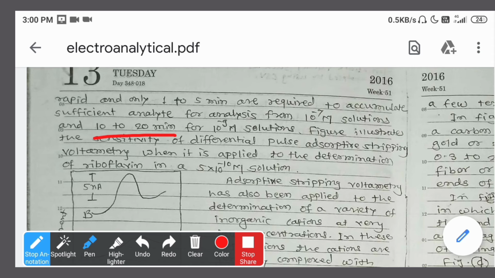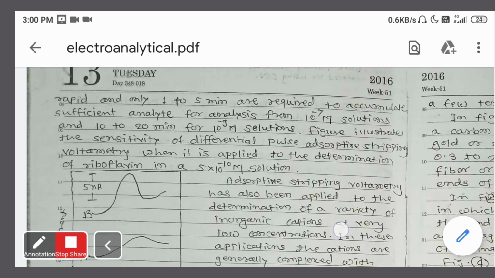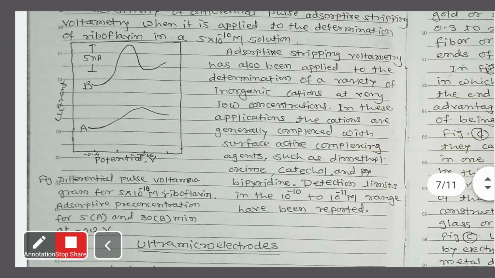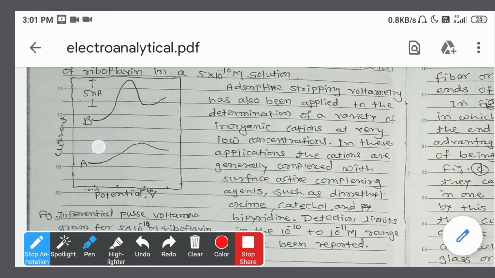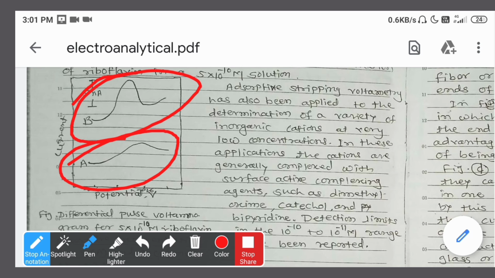The figure below shows the difference in the stirring time. Suppose we stir for 5 minutes, we get this type of peak, but if we stir for about 20 minutes for the same solution of 5 into 10 raised to minus 10 molar, we get a sharp peak.